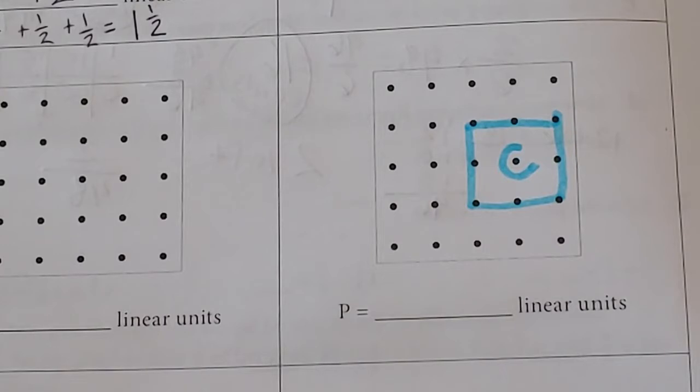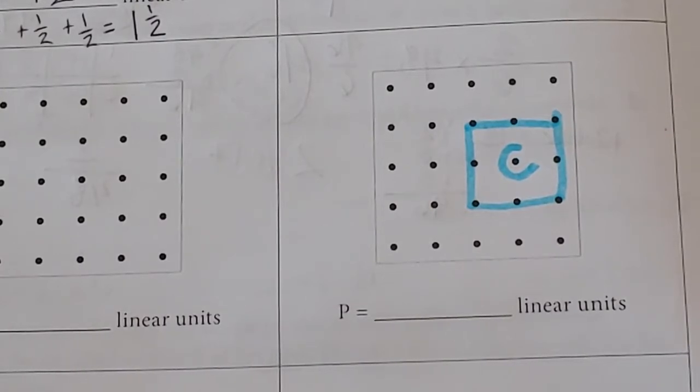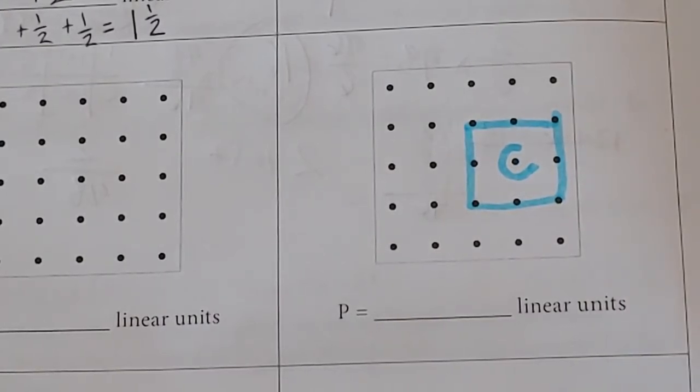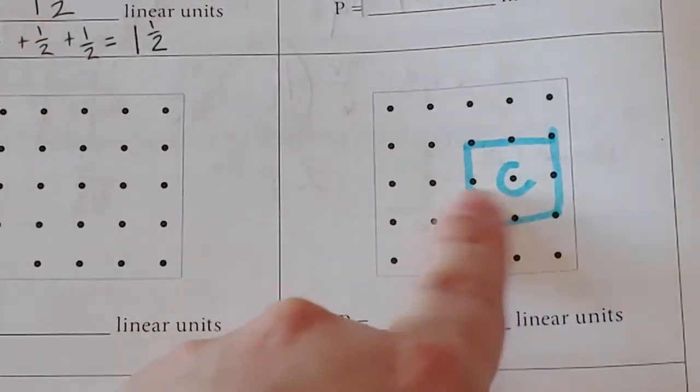Can you find the side lengths, the dimensions? Remember, the dimension is the length of a side. The dimensions for C. Pause here. Find the side lengths or the dimensions for C.